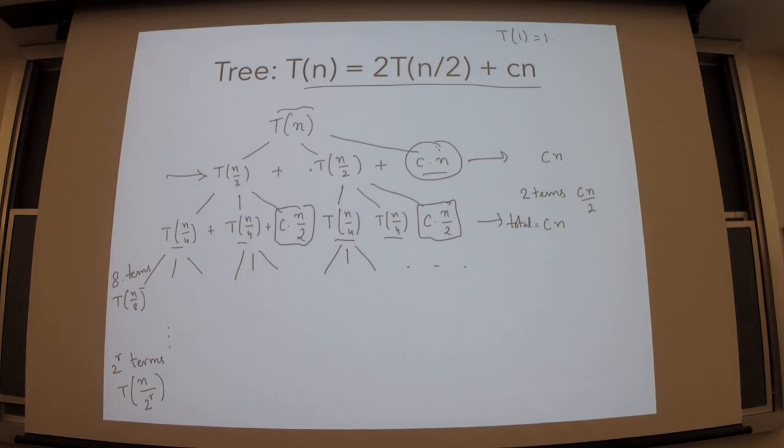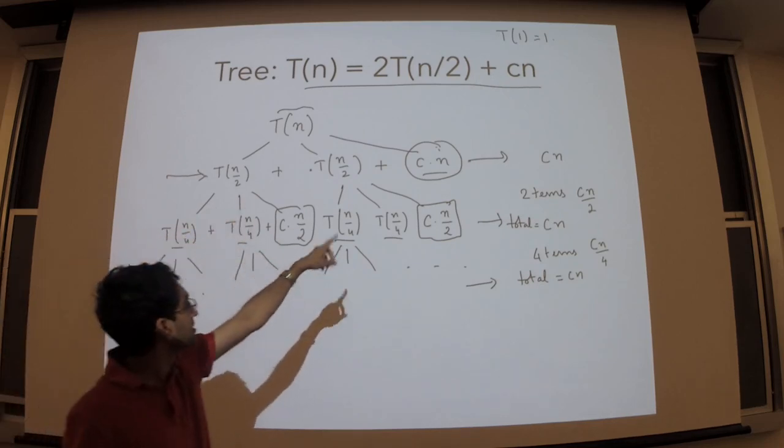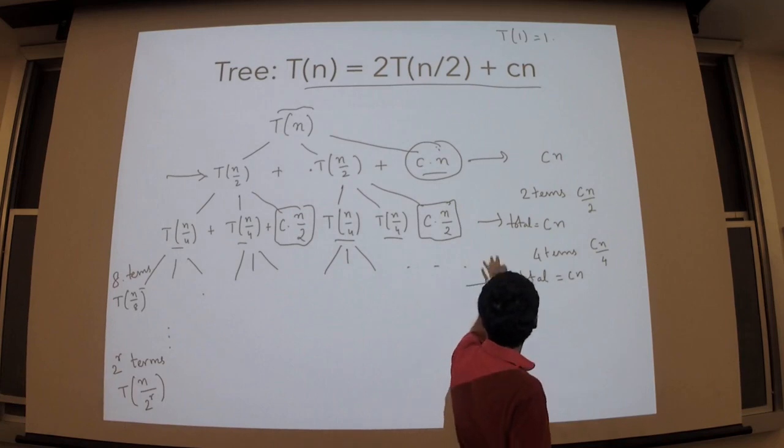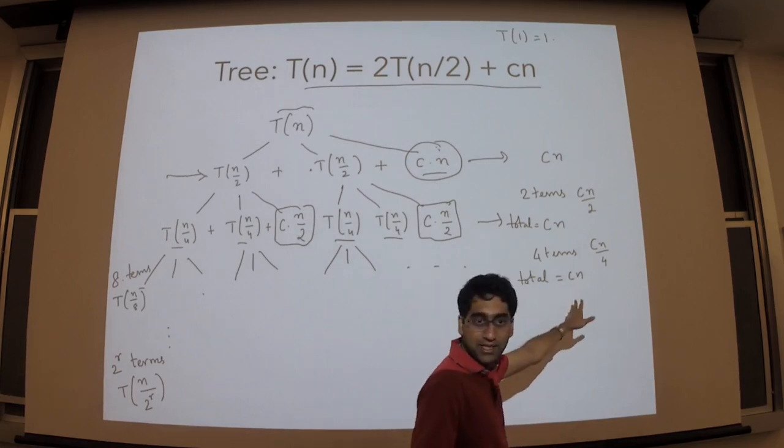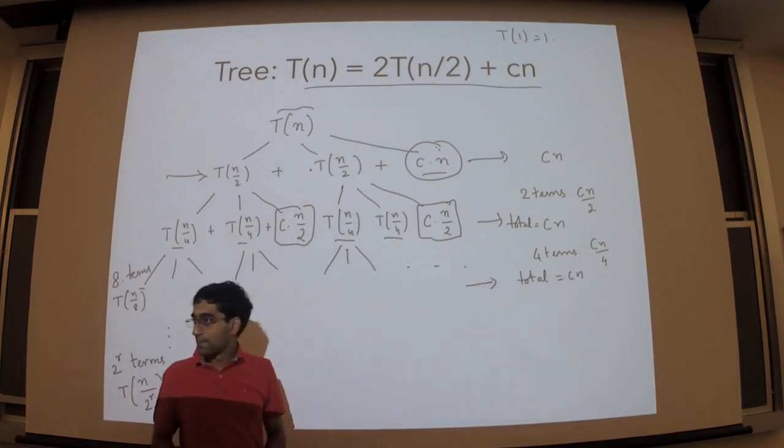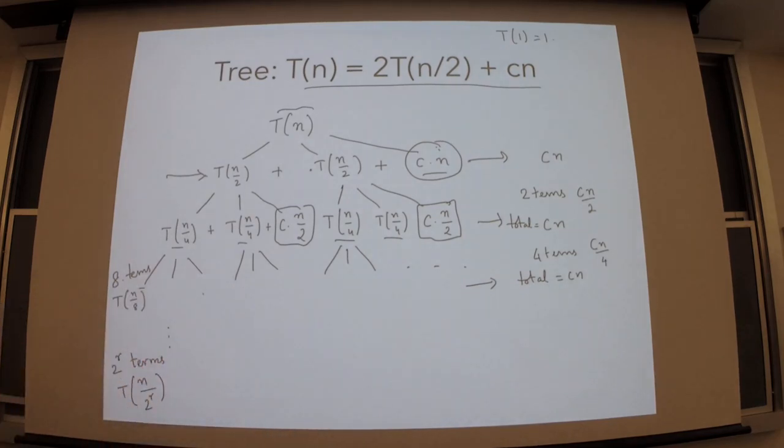If you think about it here, you will have 4 terms that are Cn by 4. So the total turns out to be again C times n in the next step, and that keeps going on. The nice thing about this tree is that these extra terms at every level add up to C times n. So that's good, right?